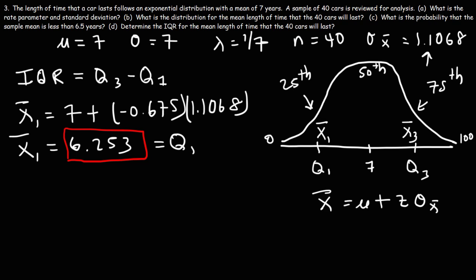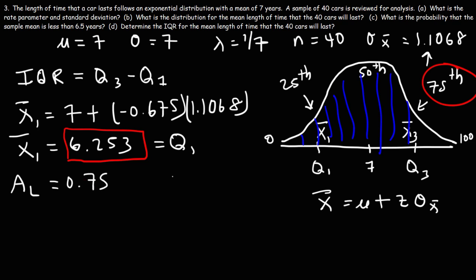Now let's calculate the value of the third quartile. So the third quartile is the 75th percentile, which means the area to the left of that, this area here, is going to be 0.75. So now, to determine the z-score that corresponds to it, we need the positive z table. And once again, we need to take the average of 0.67 and 0.68. So the z-score is going to be, instead of negative 0.675, positive 0.675.